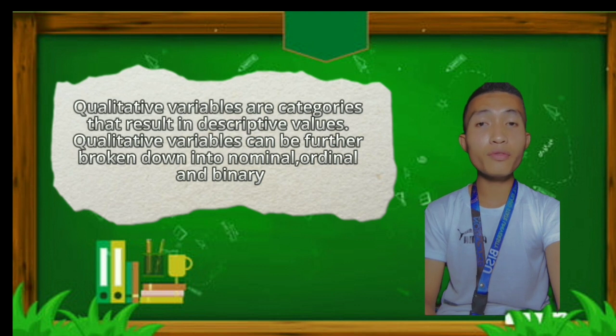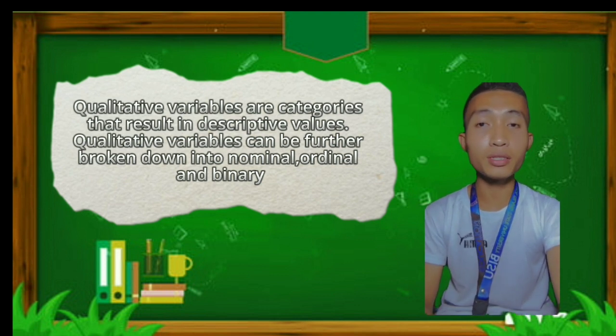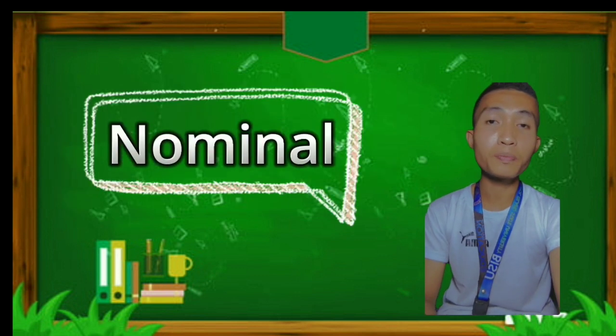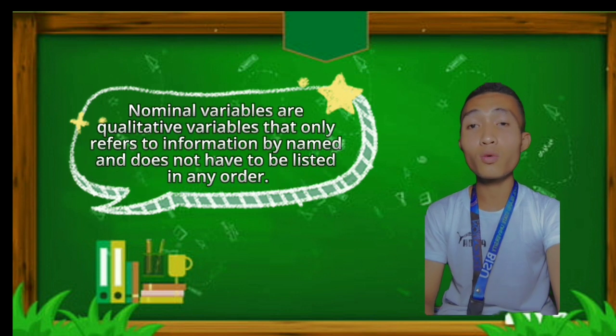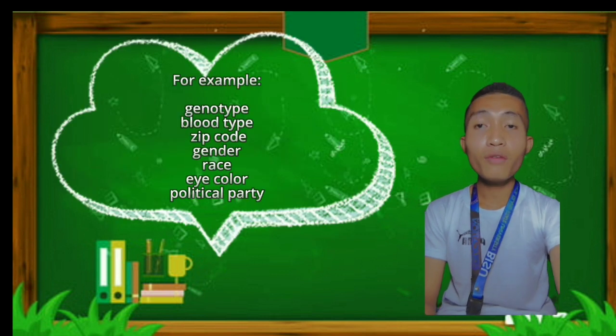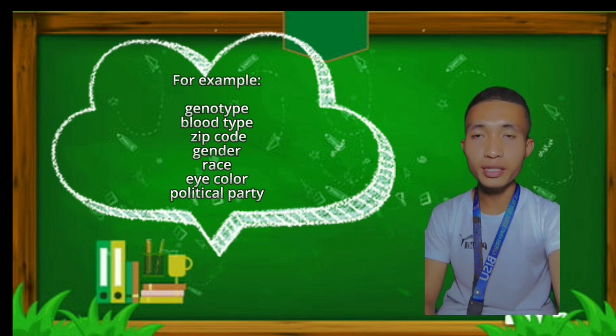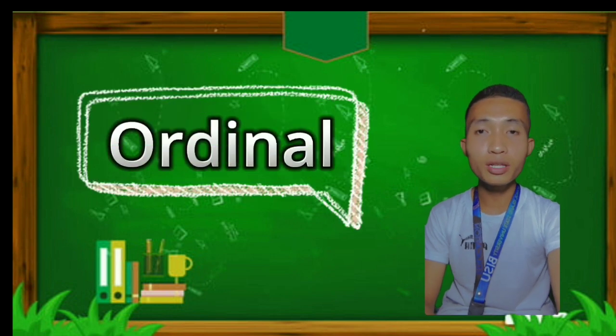Qualitative variables can be further broken down into nominal, ordinal, and binary. So, we will start with the nominal variables. Nominal variables are qualitative variables that only refer to the information by name and do not have to be listed in any order. For example, we have here the genotype, blood type, zip code, race, eye color, and political party.